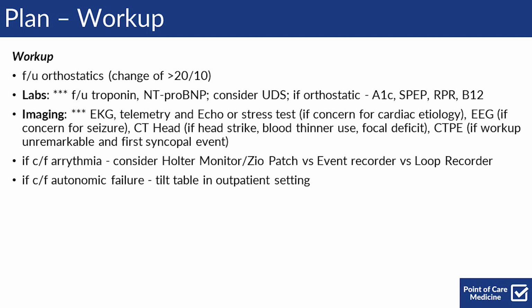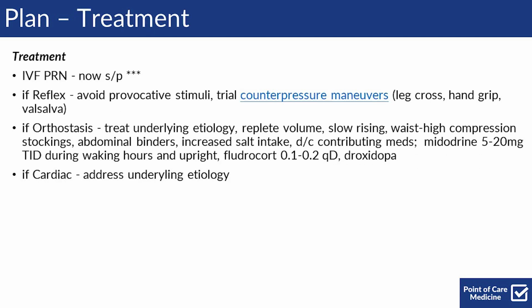And then if you're concerned genuinely for autonomic failure and unable to improve their orthostasis with fluids and lifestyle changes, then this tilt table is also something that can be considered in the outpatient setting. In terms of treatment, initially, a big way you're going to be treating these patients is fluid and lifestyle changes. So noting certainly how much you've already given and how much you think you need to give them.